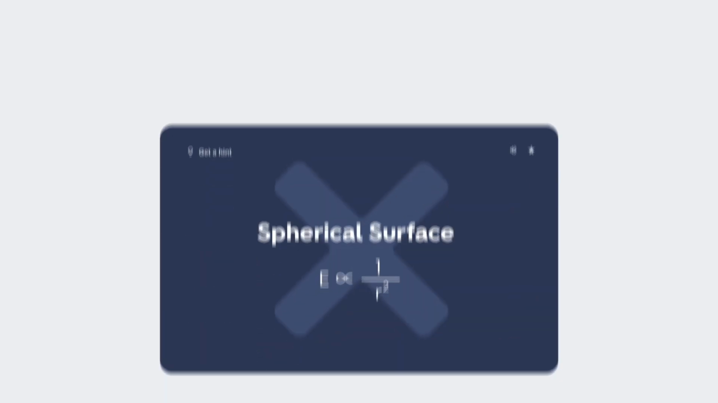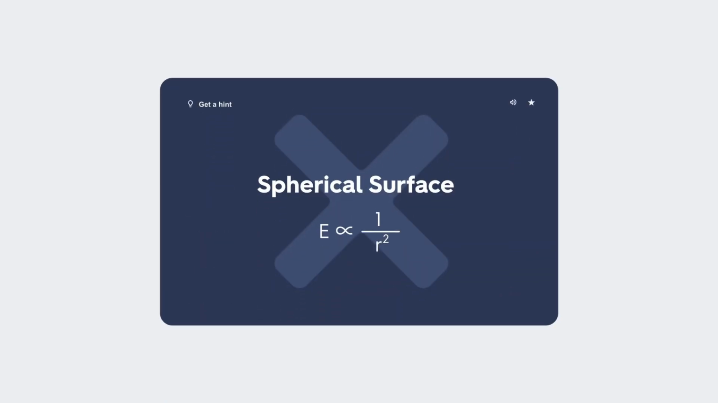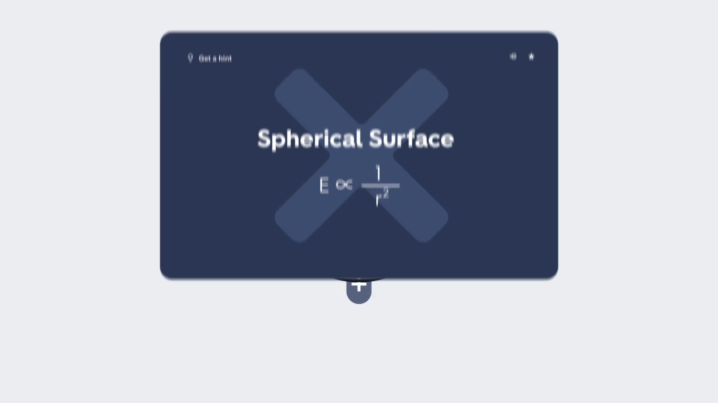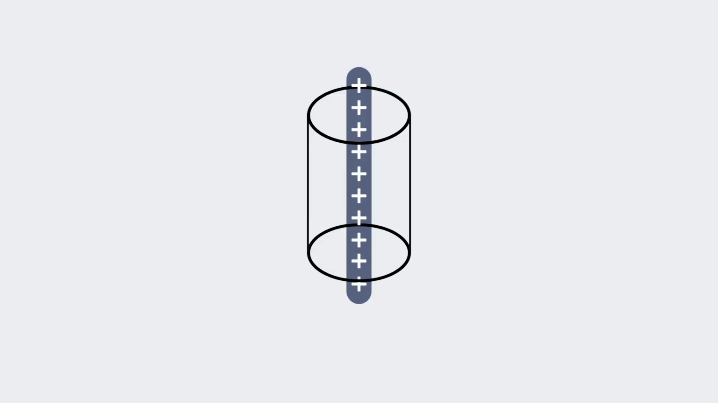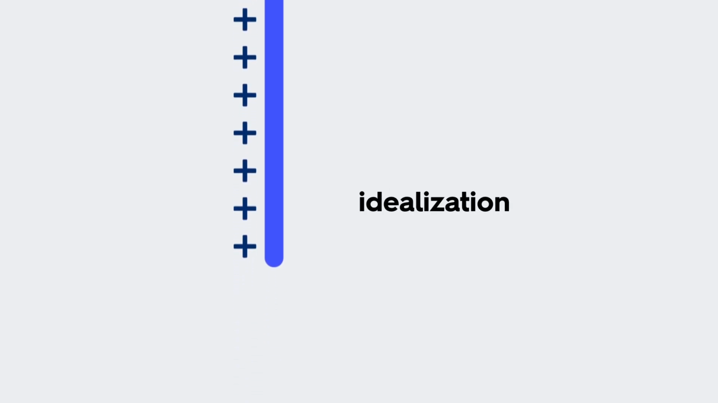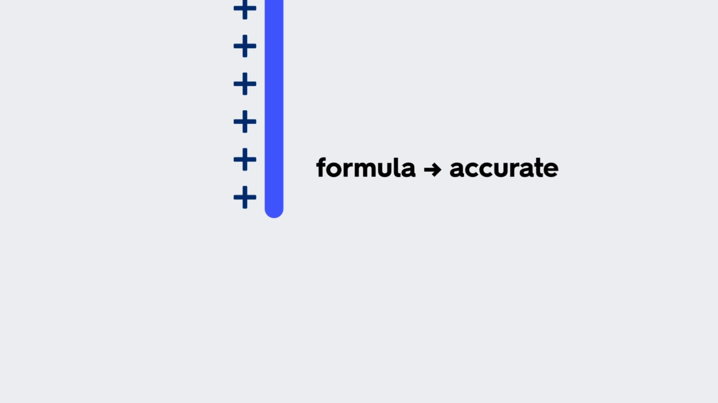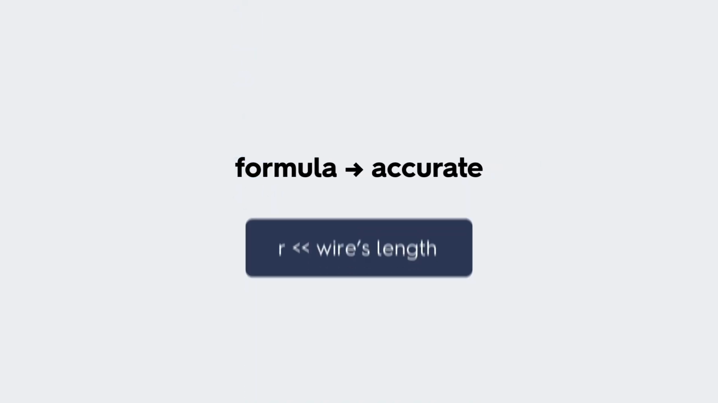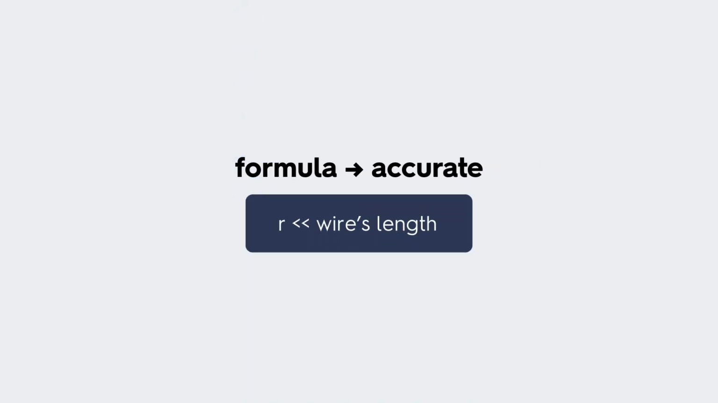Here's a common mistake: using a spherical surface and expecting a 1 over r squared dependence. Spheres match point charge symmetry. Cylinders match an infinite line of charge. One important clarification. Infinite is an idealization. For a very long but finite wire, this formula is accurate near the middle, when r is much smaller than the wire's length.